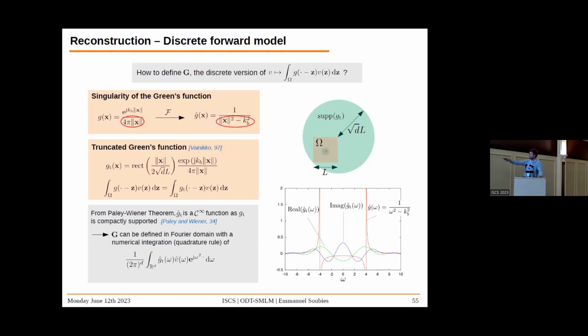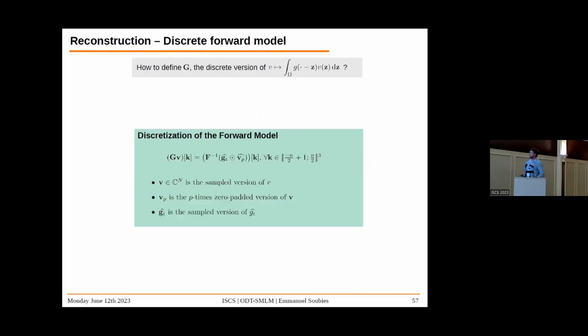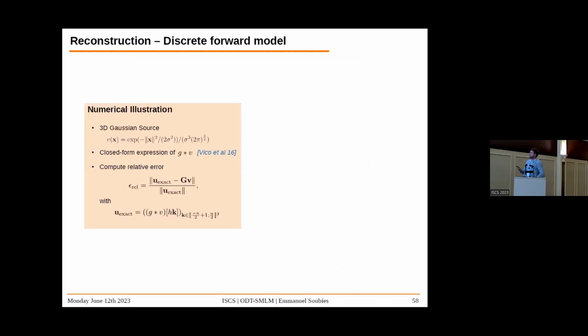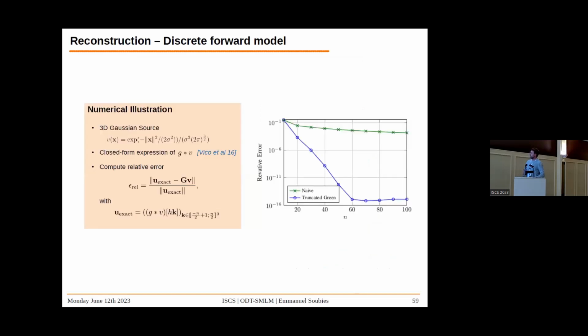And the interest of that is that in the Fourier domain we now have a smooth function that we can sample properly. So in red here in the 1D plot is the initial Green function in the Fourier domain, and the complex and imaginary parts in blue and green are the same for the truncated version. And for that, we can compute efficiently using FFTs and have a proper discretization.